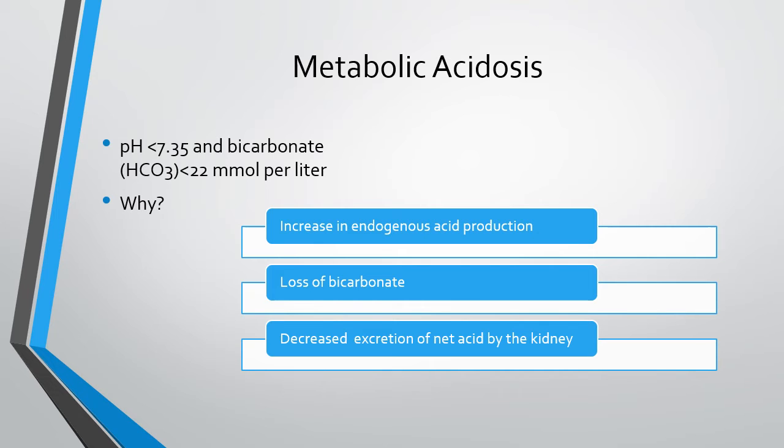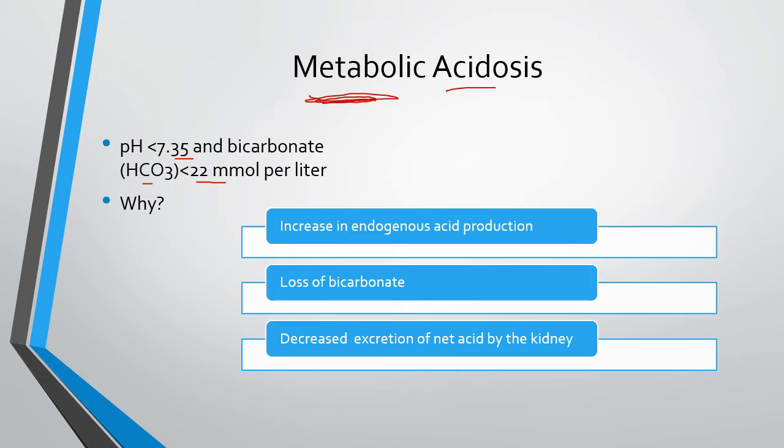So what happens here? Metabolic means what? Bicarbonate is affected. Acidosis means what? It means pH has gone down. So pH has gone down and the bicarbonate concentration is decreased. So the definition is pH below 7.35 and a bicarbonate concentration less than 22 millimoles or milliequivalents per liter.